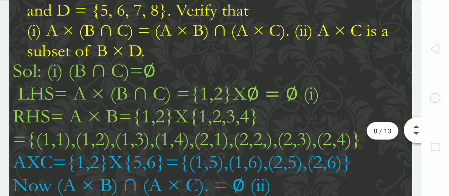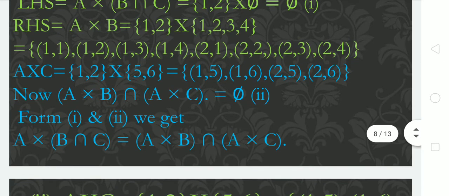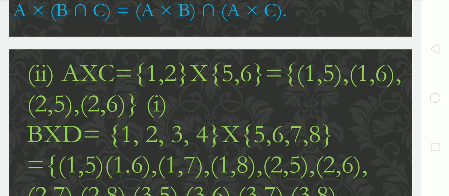A cross C is also found here, and their intersection, if we see A cross B and A cross C, is there any element common to them, any ordered pair? So we said there are no ordered pair which is common to both. So (A cross B) intersection (A cross C) is phi. So from 1 and 2 we get A cross (B intersection C) is equal to (A cross B) intersection (A cross C).